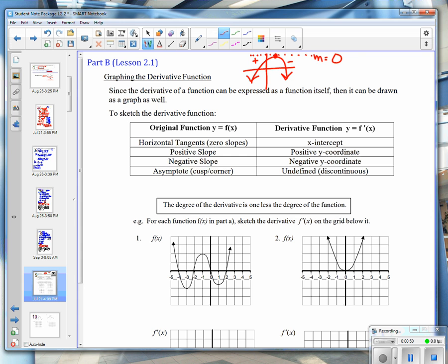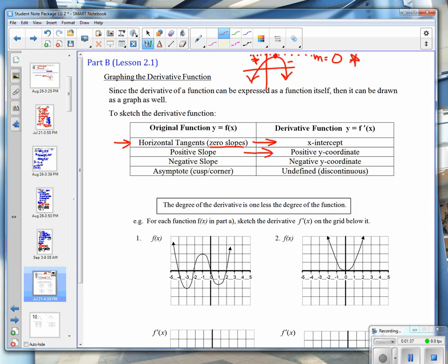And this is actually kind of a key idea because that's going to help us graph our derivative quite easily. So some things to notice here, and again, this is just a summary of what I just said. Horizontal tangents definitely have a 0 slope. And how that would go into the derivative function is that it would now become an x-intercept. So if I have a horizontal tangent or a 0 slope, that's going to become an x-intercept in my derivative. If I have a positive slope, so if my graph is going up, that is going to correlate with a positive y coordinate in my derivative.